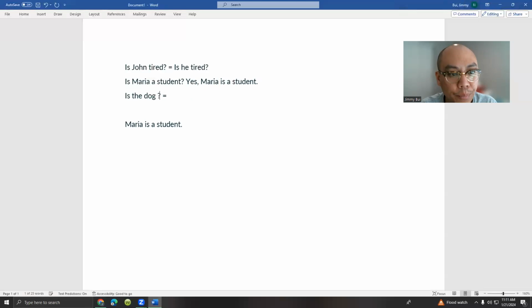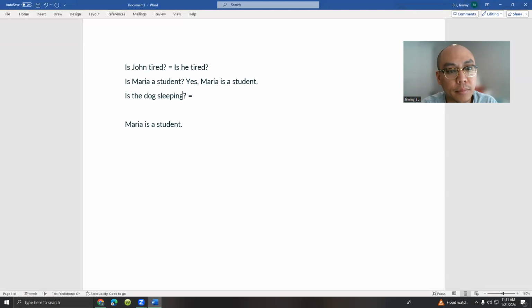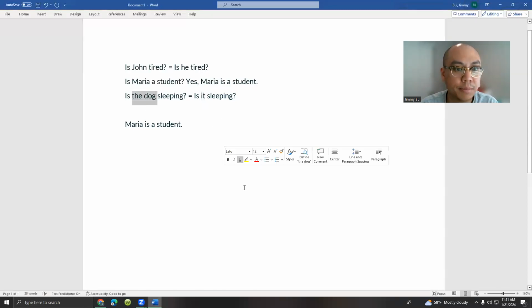This can be noun, verb, adjective, right? But again, when it is a verb, we use the ing form with the verb be to ask about an action happening right now. Is the dog sleeping? Is it sleeping? Subject pronoun it is equivalent to the dog. Okay.